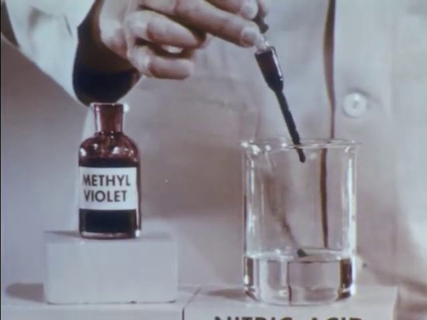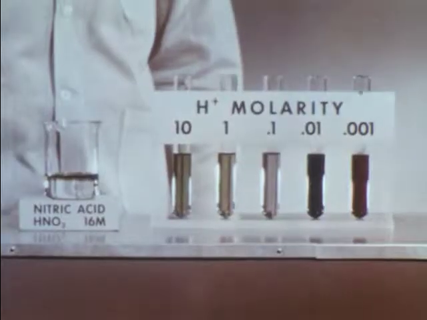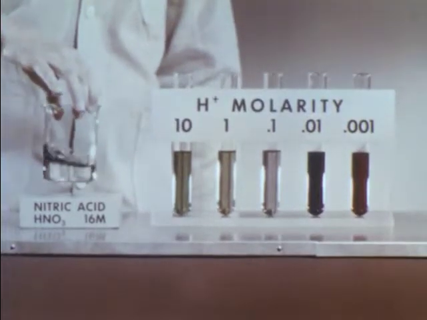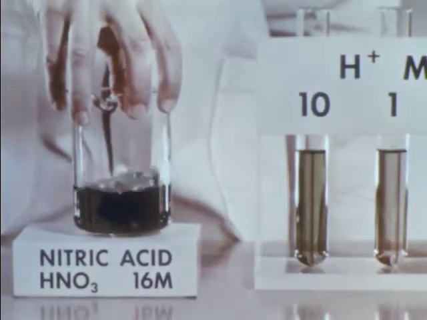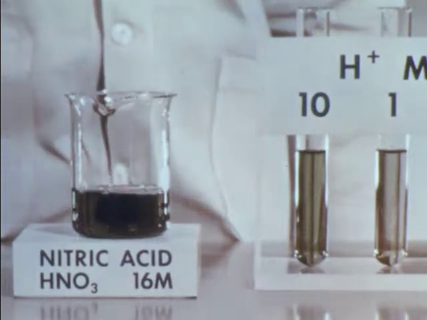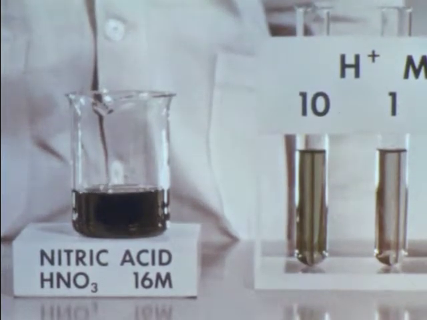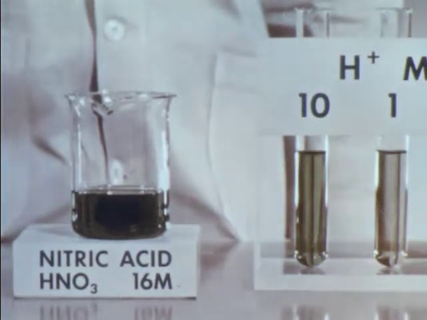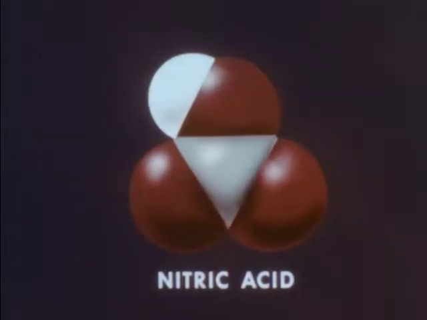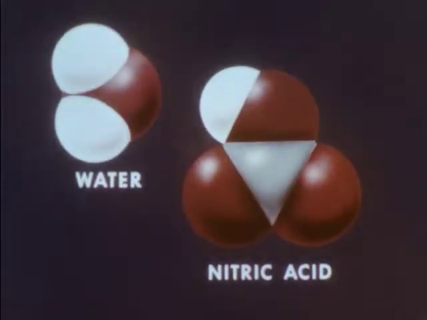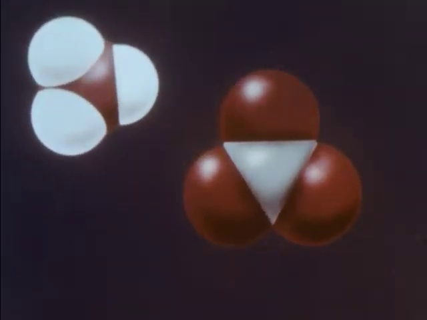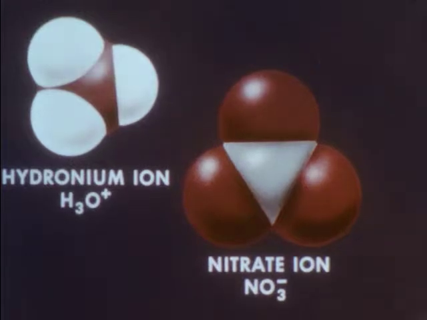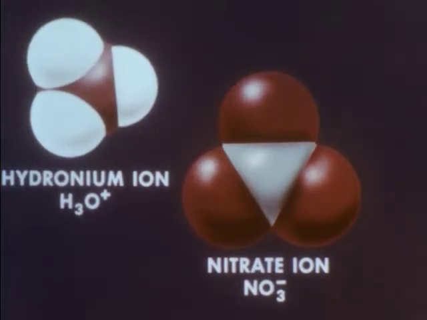When methyl violet is placed in 16 molar nitric acid, the color indicates a very high hydrogen ion concentration, at least 10 molar. Thus, nitric acid is a very strong acid. It readily donates a proton to a base. This model shows a nitric acid molecule donating a proton to a water molecule. A nitrate ion and a hydronium ion form.